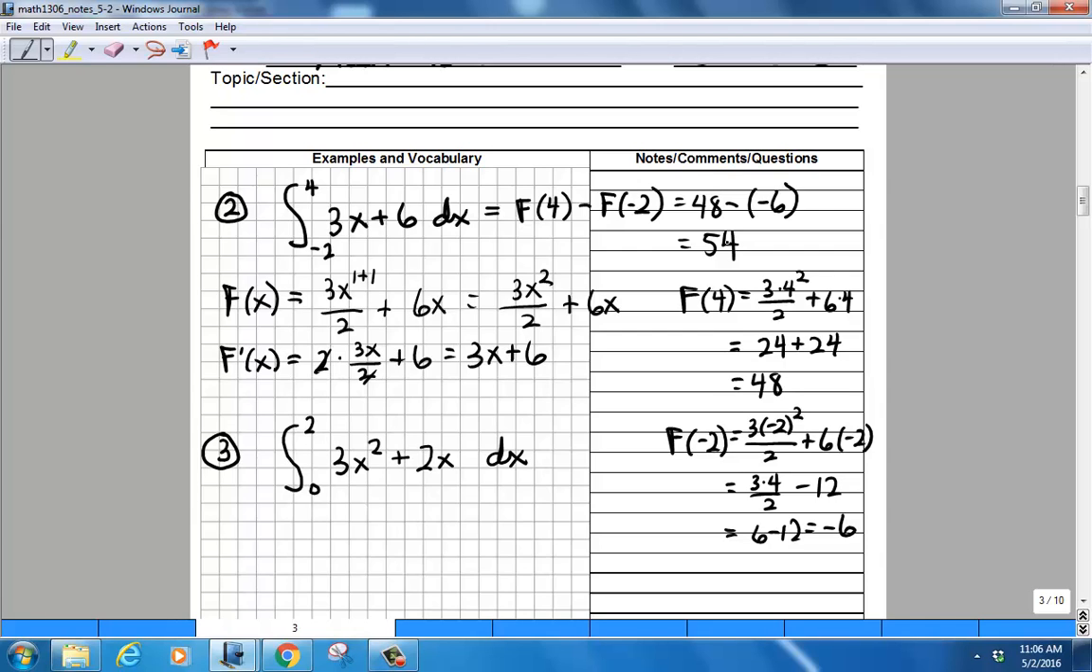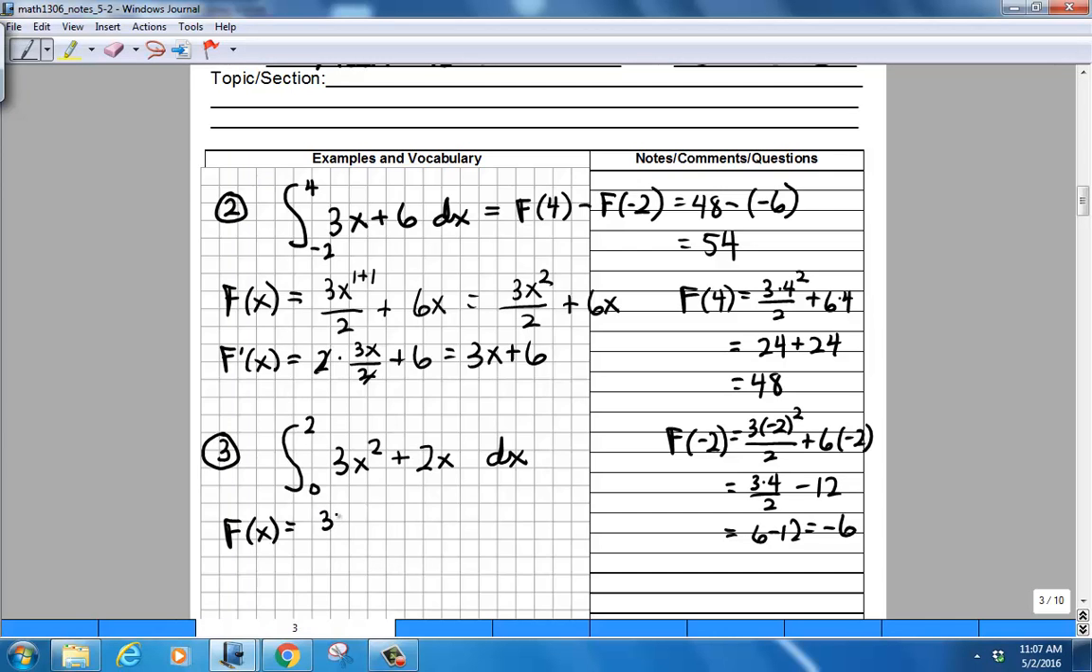Let's try another one. Got time for at least one more here. All right, so again, I'm jumping the gun. To evaluate this definite integral, I've got to find my capital F, my antiderivative. But this is another case where I can just use the power rule, the reverse power rule, I should say. So let's see what this antiderivative is going to look like.